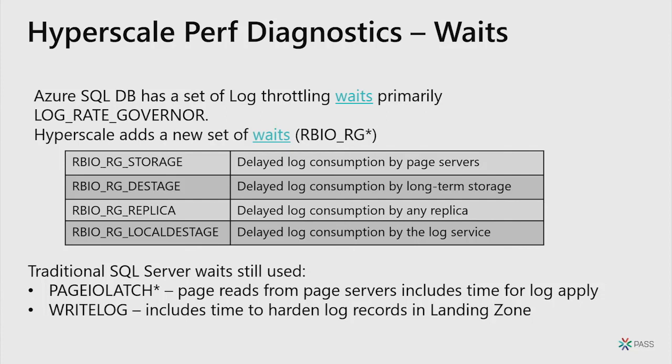So you can't distinguish right now between the two. Just IO latch is the fact that you're waiting on IO, right? So that's that. And write log includes time to harden to landing zone. It's not necessarily that anything is throttled, but it's the time to actually harden the log to the log landing zone. So we've covered all the waits to do with read and write in a way.